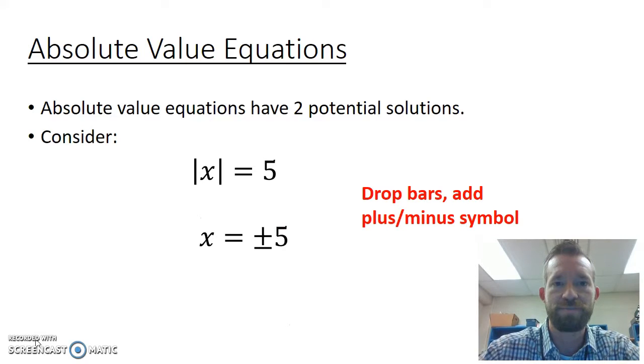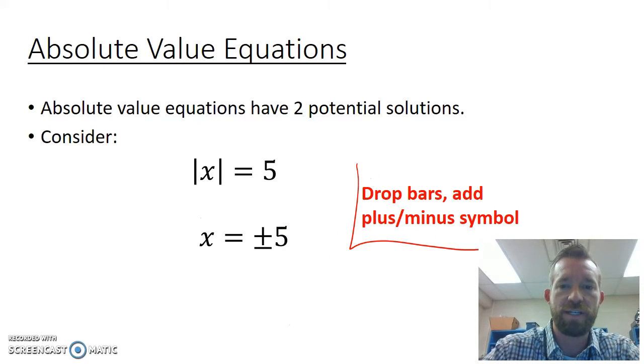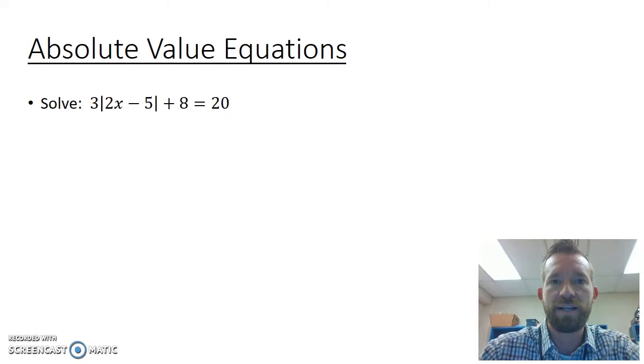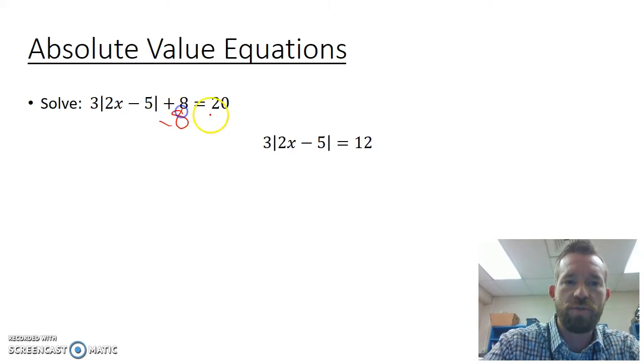That happens a lot for absolute values. You have two answers. So when you look at something like this, the thing that you'll hear me say a lot is drop bars and add plus or minus. And that's a good rule to follow when you're mechanically doing these problems. So you get an equation like this, be a test question or something. We could go through and show the steps.